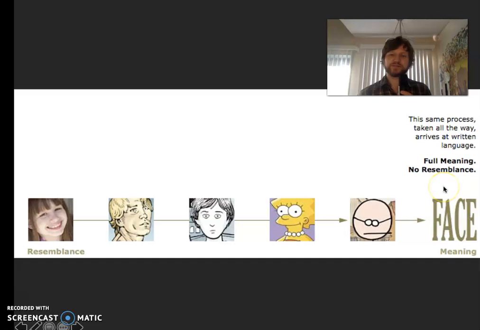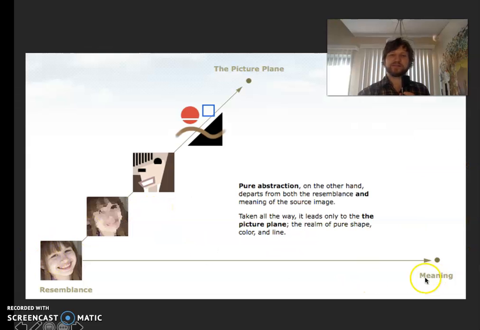And most languages before the alphabet were pictograms. It was like a picture of a bull was the word for bull, and on and on. So this is an old idea in art. So on the bottom of the pyramid, we're moving from resemblance to meaning, and then at the top of the pyramid, it's called the picture plane.